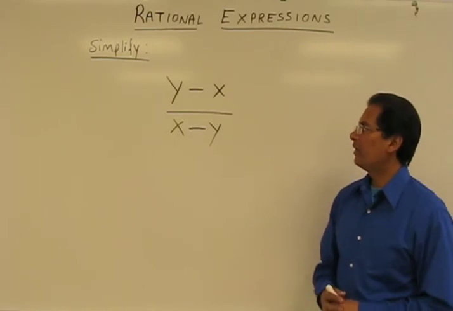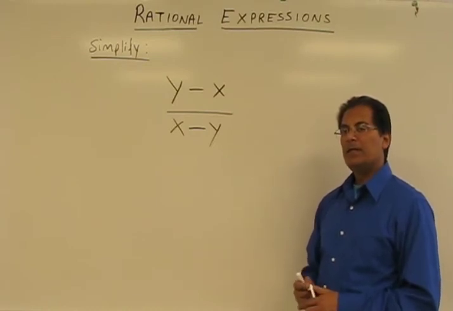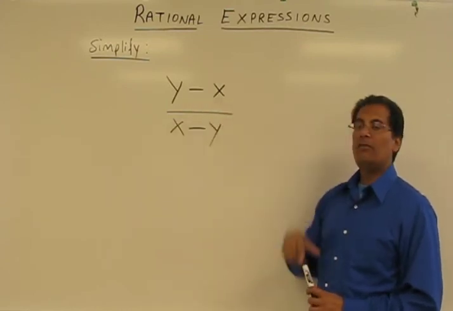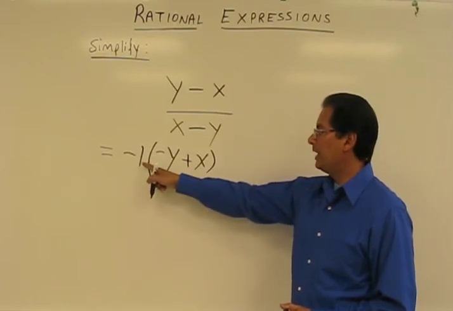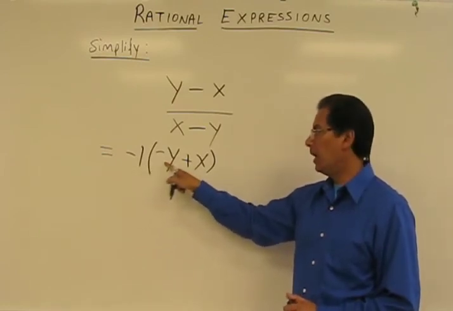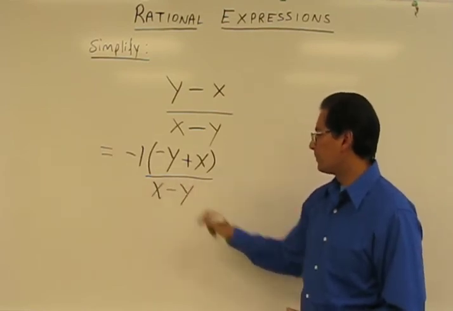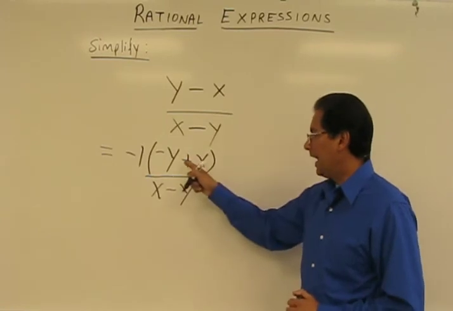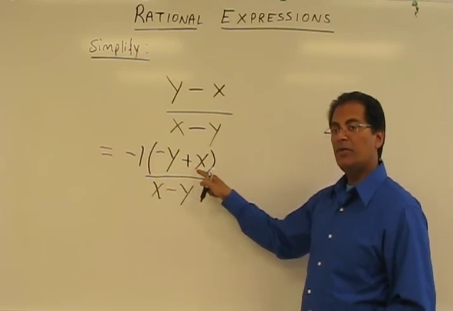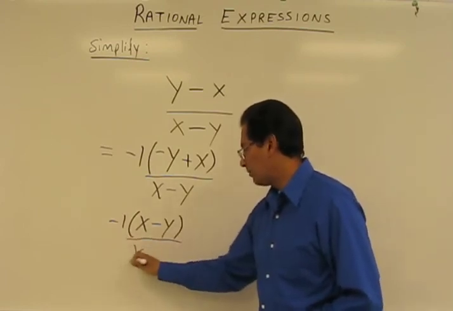Here we're asked to simplify the expression y minus x divided by x minus y. They look very similar, but a little simplification can be done here. What we can do is factor out a negative 1 from the top, and we'll be left with negative 1 times negative y plus x. Multiply the negative 1 back through, we get plus y minus x, which is what the top is, divided by the bottom of x minus y. Now, why did I do that? The reason is that the top and bottom are now exactly the same, apart from the negative 1. If I rewrite the top with the x first, we get negative 1 times x minus y divided by the bottom, which is x minus y.